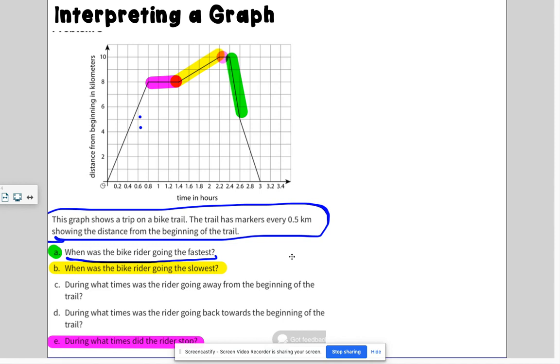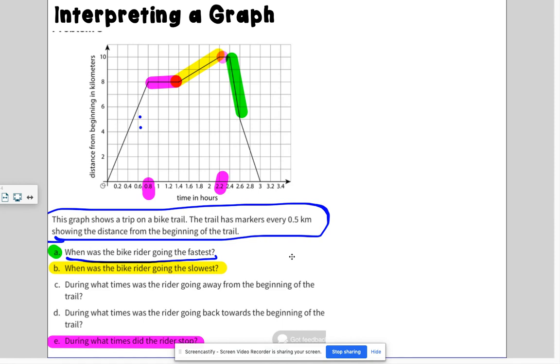So it asks what time. You would just look at where they stopped: right here, at 0.8 hours. We don't know when they started, but 0.8 hours into it, they stopped for a little bit. And again at 2.2, they stopped for a little bit. So really it's just recognizing which parts of the graph align to the story.